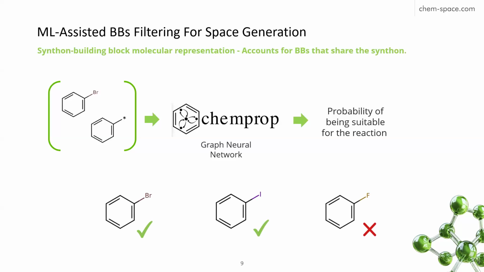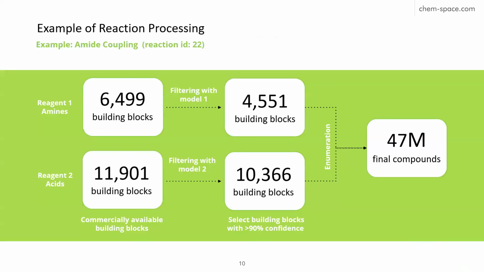So this is how we came up with the so-called synthon building block molecular representation, which is pretty much a disjoint graph that features both the building block and the synthon and gives the model additional information. What we did then is feed this information into ChemProp and use it to train our models. The models were designed as binary classifiers, and they predict how suitable a specific building block is for a given reaction protocol.